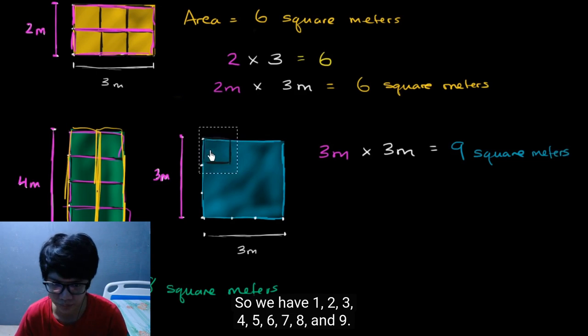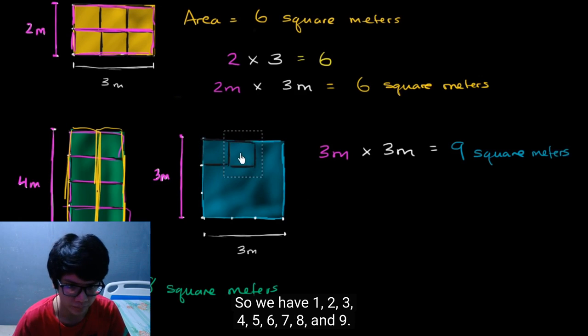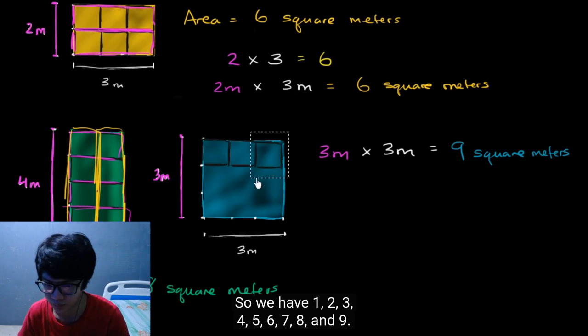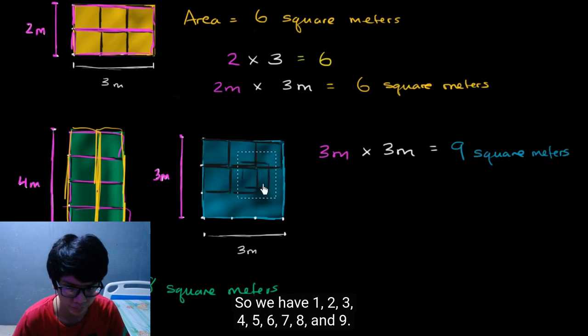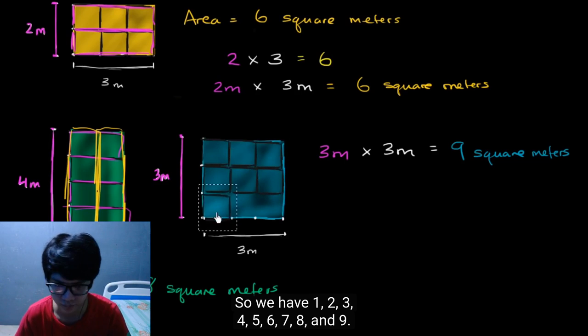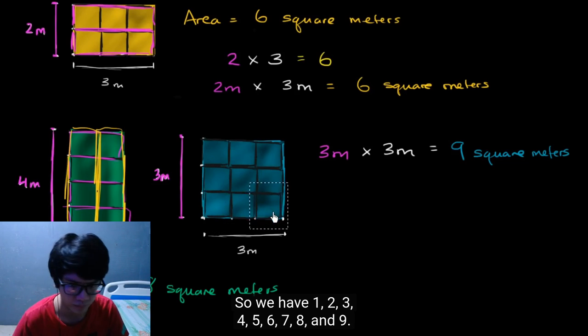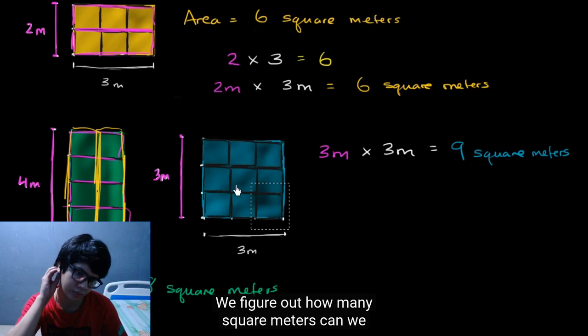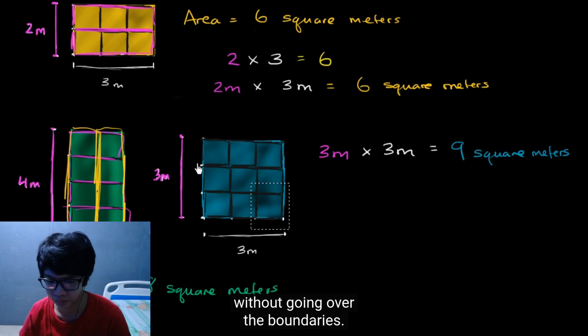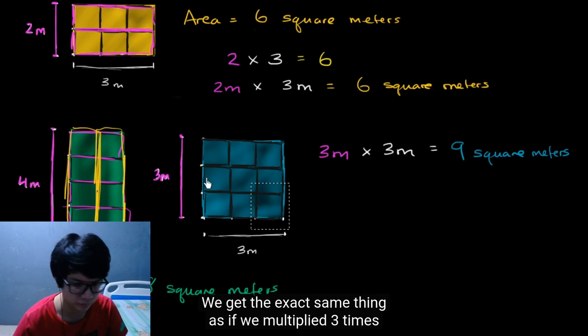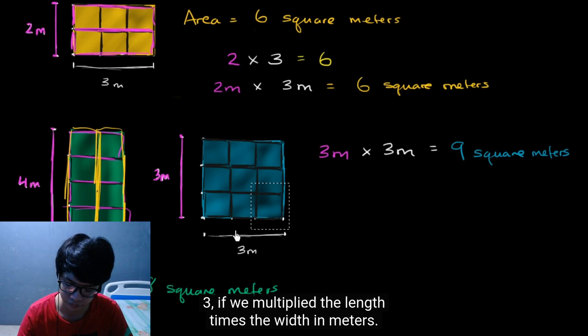So we have 1, 2, 3, 4, 5, 6, 7, 8, and 9. So it matches up. We figure out how many square meters we can cover this thing with without overlapping, without going past the boundaries. We get the exact same thing as if we multiplied 3 times 3. If we multiplied the length times the width in meters. And we're done.